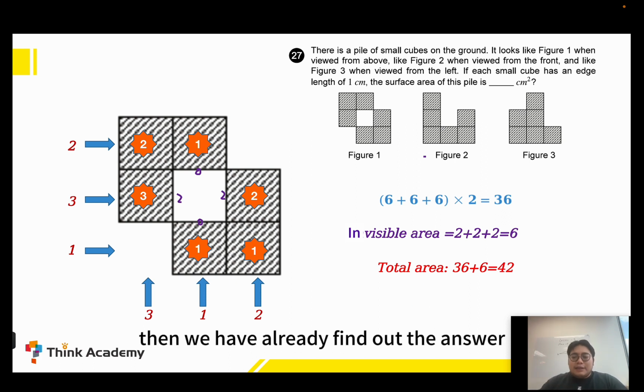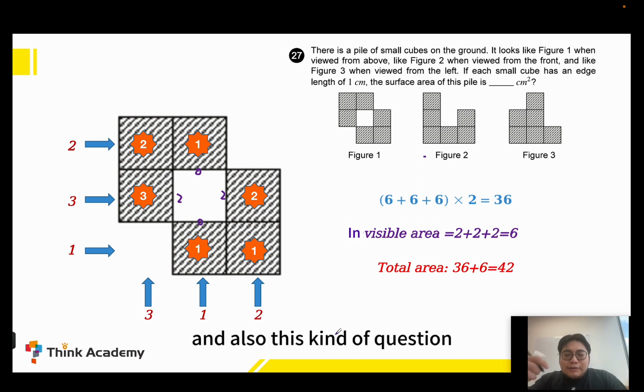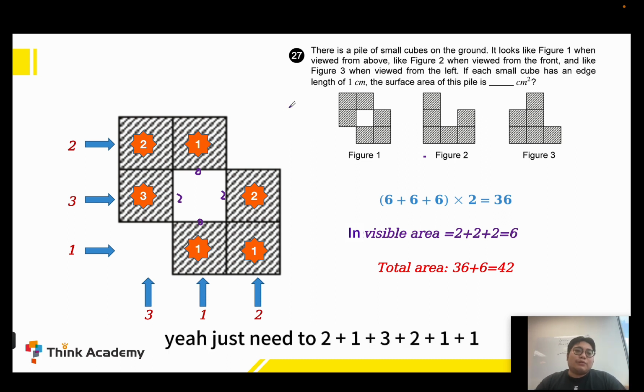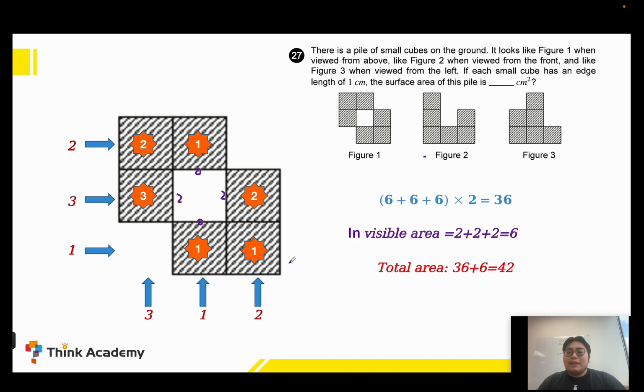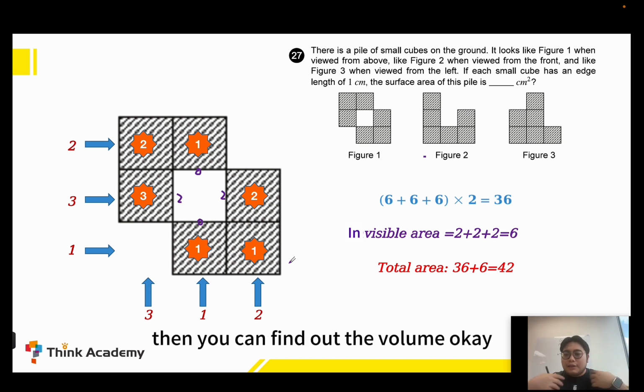Then we have already found the answer. So for this kind of three-dimensional question, we need to use the label method to find the maximum number on the top view, the left view and the front view. After that, find the maximum number of cubes in this pile. And remember to calculate the invisible area and the visible area, and add them together. Here is the surface. Also, this kind of question may ask you to find the volume. You just need to add 2 plus 1 plus 3 plus 2 plus 1 plus 1. You need to find out how many cubes we have and multiply by 1 cube. Then you can find the volume. Okay?